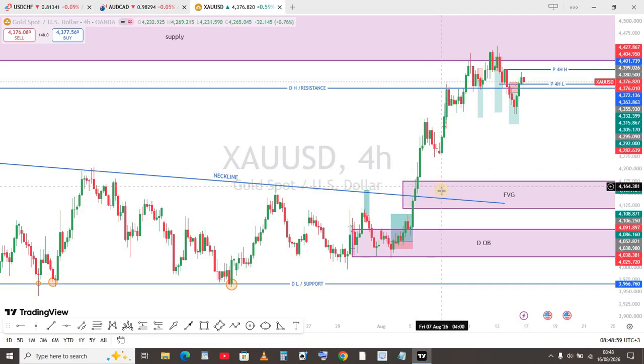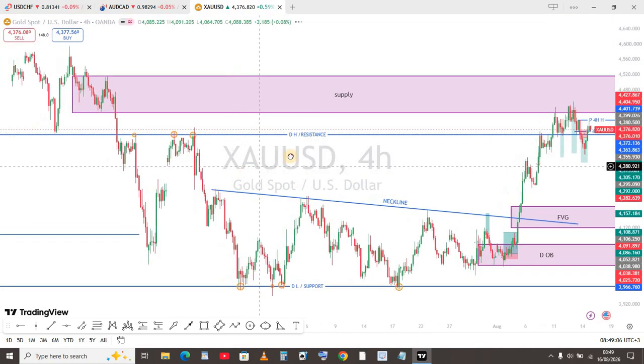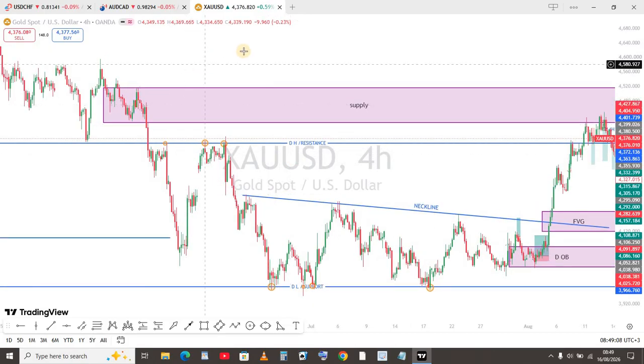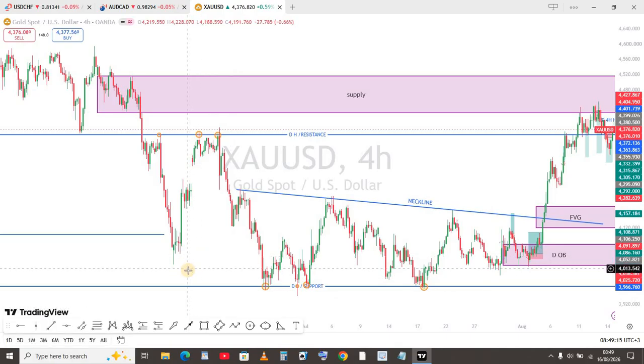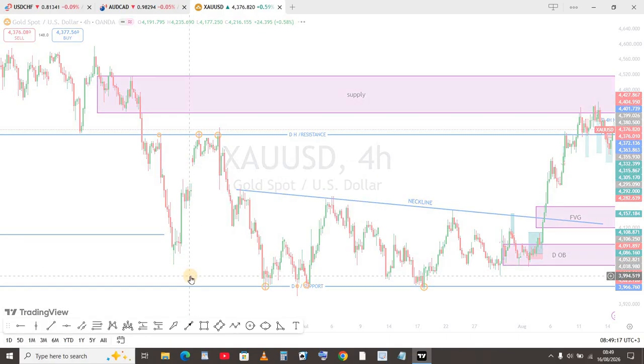As for me, I was only looking to sell because this market was already at a supply area. When you look at our left hand side, you can see that this is a supply area. So I was just waiting for this market to test this supply, and then I would take my selling position. So let us go to the 1 hour time frame and see.